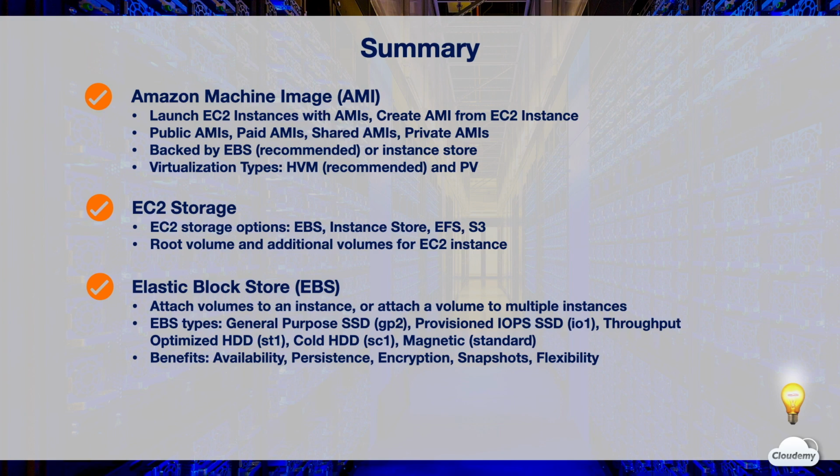EBS offers several volume types. General purpose SSD is suited for a wide range of workloads, such as boot volume and small-medium databases. Provisioned IOPS SSD is suited for mission-critical low latency and high-throughput workloads. Throughput-optimized HDD is suited for frequently accessed, throughput-intensive workloads. Cold HDD is suited for less frequently accessed large datasets for cost saving. Magnetic Standard is the last generation storage type.